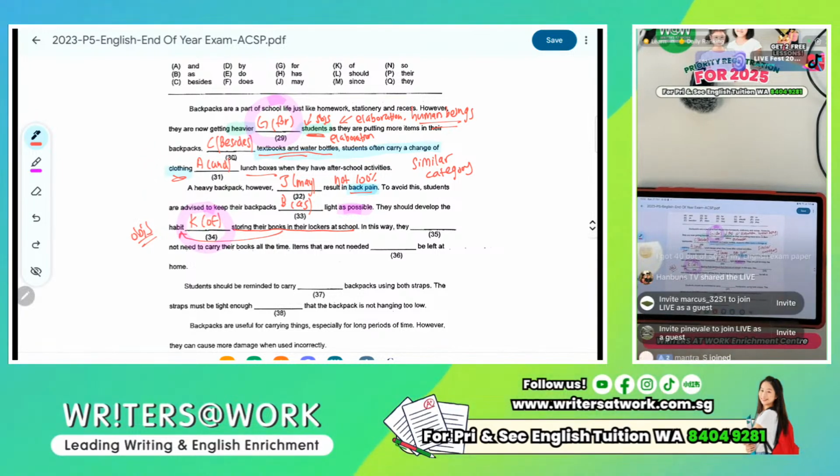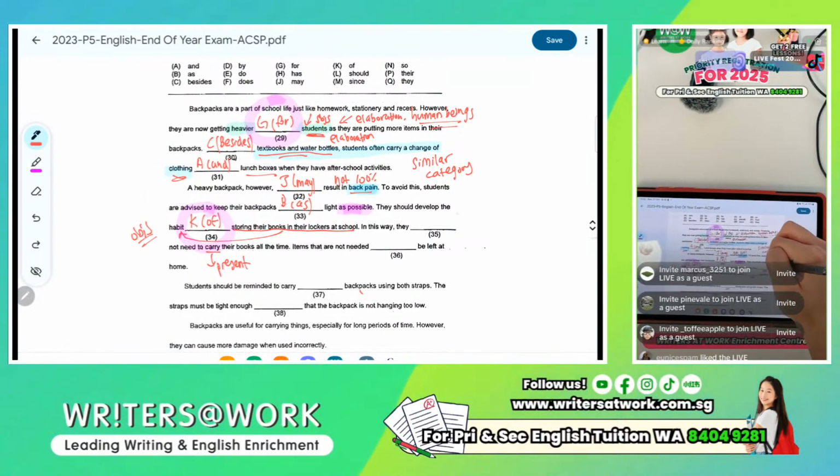So for this question here, we are looking at present tense, and how they will not have the need. So it's an activity here that they need not do. So we will use the word do. They do not need. Okay.